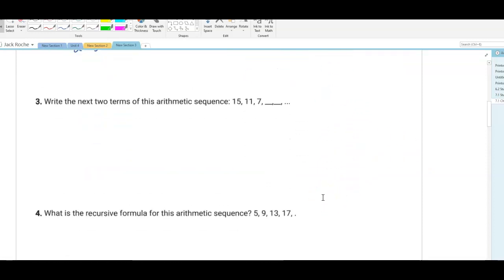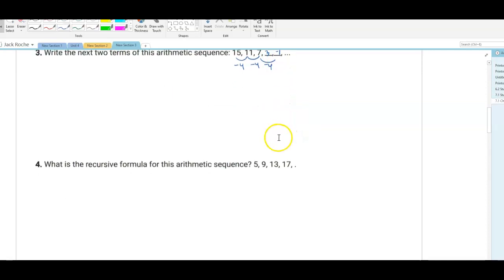Okay, so if I have to write the next few terms of the arithmetic sequence, I look here: I'm going down 4, I'm going down 4. If I go down 4 again, where am I going to land? 3, so I would do 7 minus 4, and then here I'm going to do 3 minus 4, which would give me negative 1. Okay?